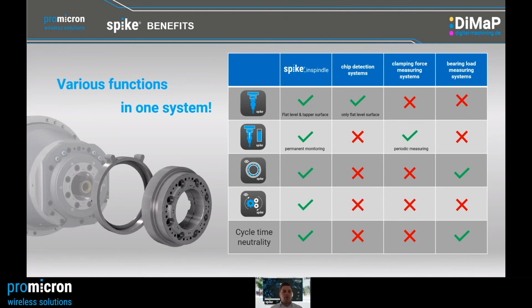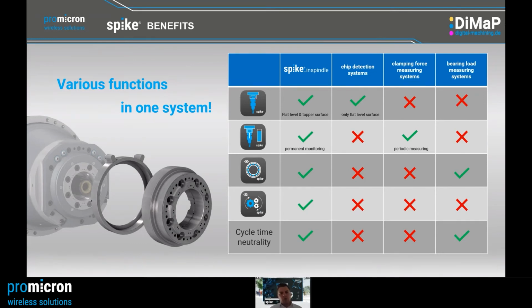Let's have a quick overview of other opportunities on the market. There are chip detection systems separately, so not via the Spike in Spindle solution. But I need to say, yes, the function of chip detection they can provide, but only on the flat level surface, so not on the taper. And clamping force measuring systems or bearing load measuring systems cannot provide you that benefit of chip and spindle.